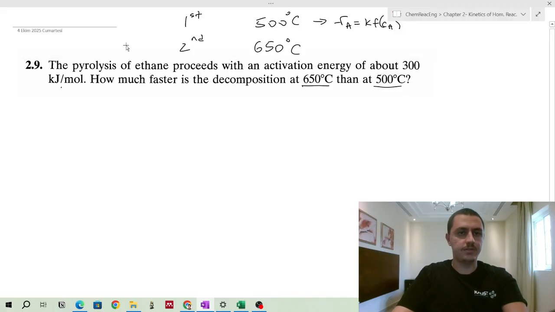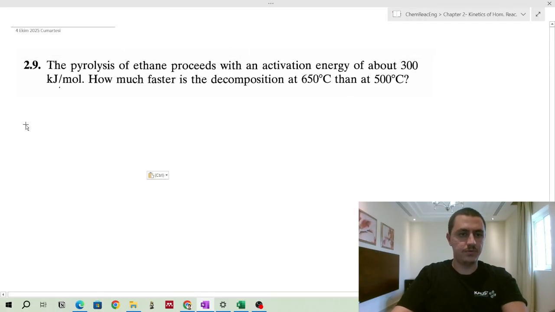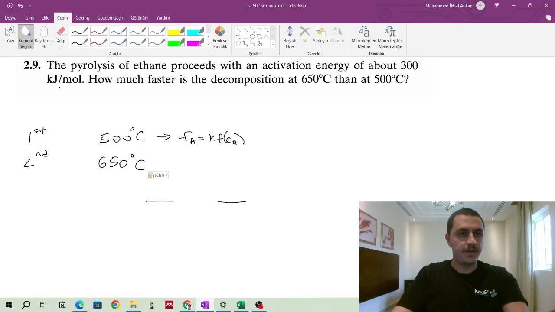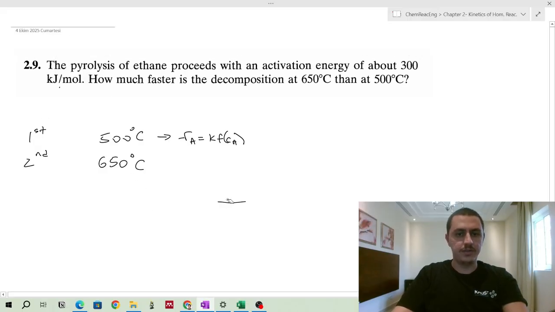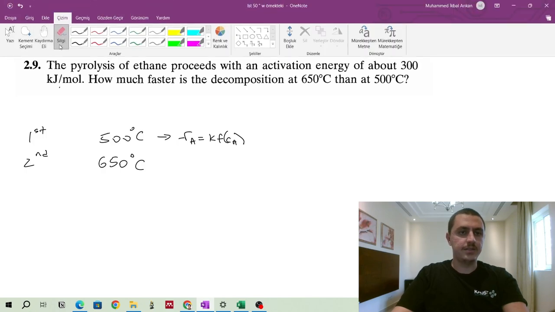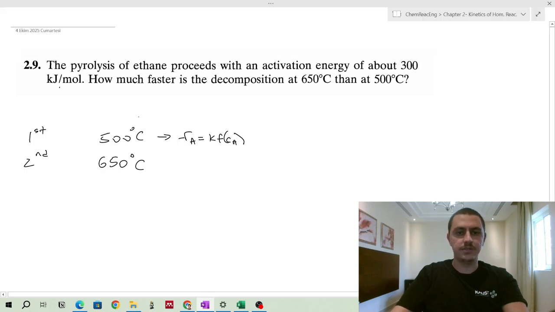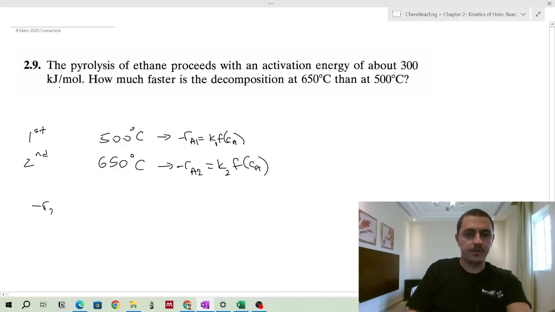Let's take this to this side. It will be more comfortable, okay? So we have two terms in any reaction rate. One is a function of temperature, and second term is a function of concentration, okay? This is 1 and this is 2, okay? K2 f(CA). And we will take just the ratio of them, okay?